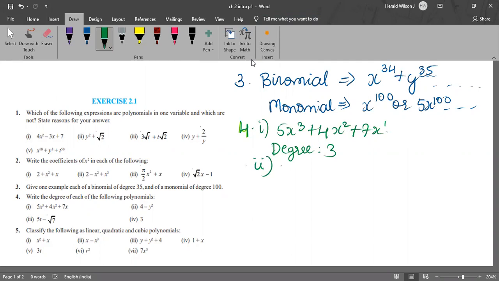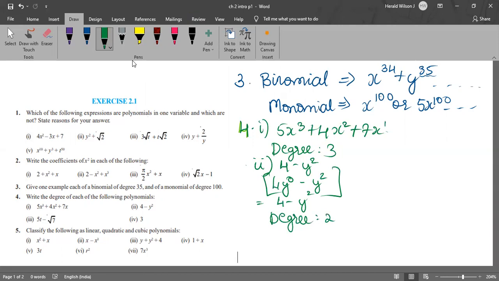Second question is 4 minus y squared. Now you can't write 4 into y raised to 1 here. We need to write 4 into y raised to the power of 0 minus y squared. So this will be nothing but 4 minus y squared, right? So therefore we can say that the degree is 2. Okay. So next, moving on to the third question.